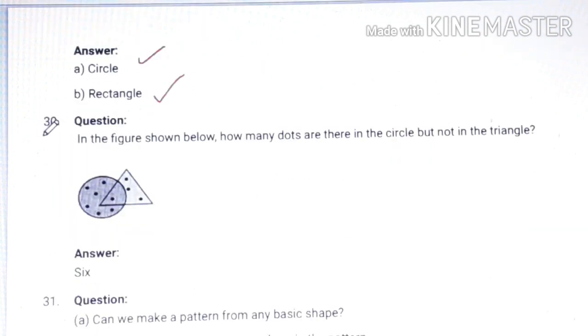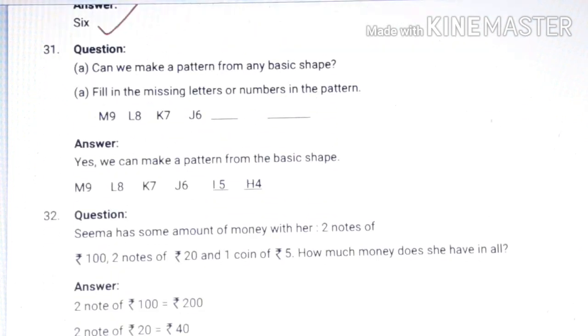Okay. Next, question number 30. In the figure shown below, how many dots are there in the circle but not in the triangle? So how many dots are there, children? There are 6 dots. Okay. Next, 35. Can we make a pattern from any basic shapes? Yes. The answer is yes.